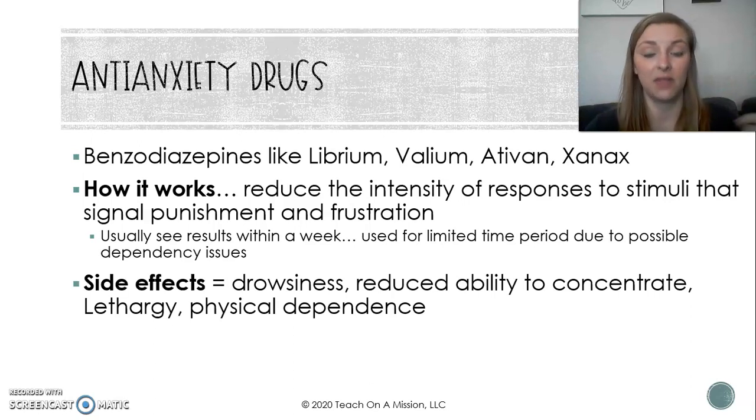However, some side effects of this, drowsiness, the reduced ability to concentrate because we're slowing down the brain, right? Slowing down that sympathetic nervous system, that ability to concentrate isn't there. You might feel lethargic, and then you might physically get dependent on this medication because you need it to bring that fear response down.